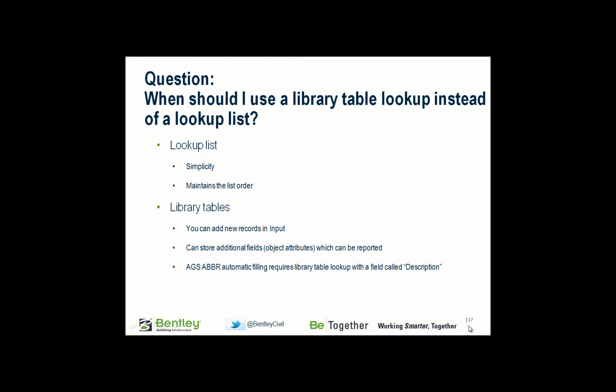A couple more library-related questions. When should I use library table lookup instead of lookup list? Well, lookup lists are more simple, and the other advantage of them is they maintain the list order. So majority of lists in gINT is automatically sorted, while the lookup list allows arbitrary order. As for the library tables, you can add new records in the input, which you cannot with lookup lists. You can store additional fields, object attributes, which can be reported. And AGS ABBR table automatic filling requires library table lookup with a field called description.